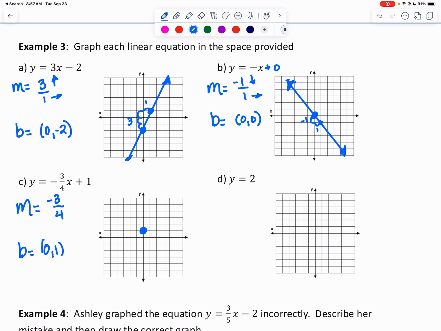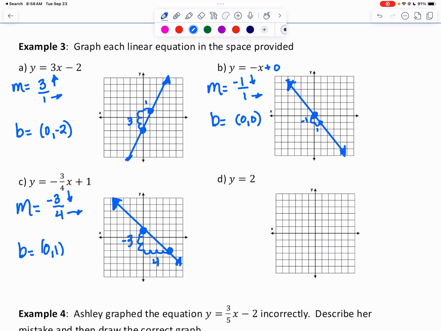All right, our slope is negative 3/4. So because my top number is negative, that means I'll move down 3. My bottom number is positive, so right 4. So 1, 2, 3, that's down 3. And then 1, 2, 3, 4, right 4. Here's where my new dot goes. So I want to extend this line straight as I can all the way through the grid.